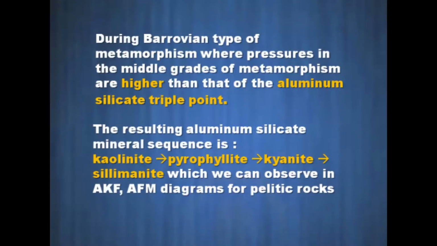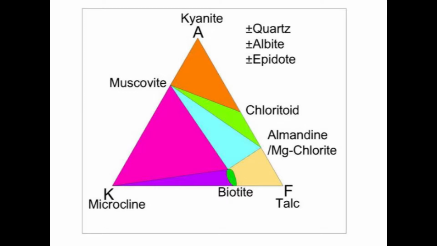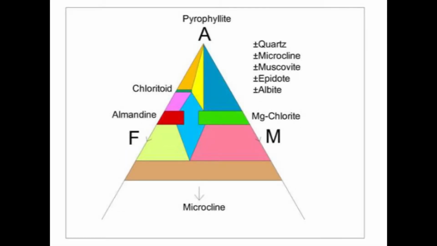During Barrovian type of metamorphism, where pressure and middle grade of metamorphism are higher than that of the aluminum silicate triple point, the resulting aluminum silicate mineral sequence is kaolinite, pyrophyllite, kyanite, sillimanite, which we can observe in AKF and AFM diagrams for felsic rocks. The presence of either kyanite or andalusite in metamorphosed shales and siltstones at the middle grade of metamorphism is one feature that distinguishes the regional Barrovian type from the contact Buchan type facies series.